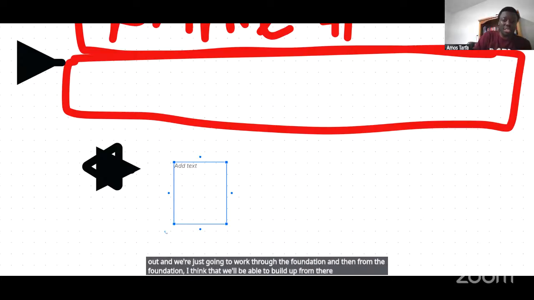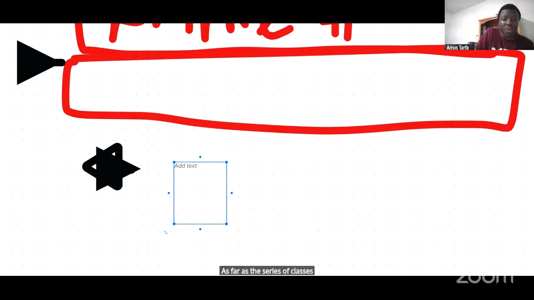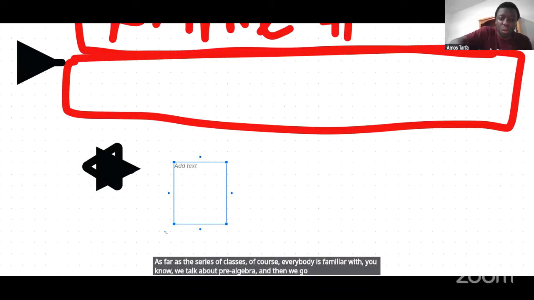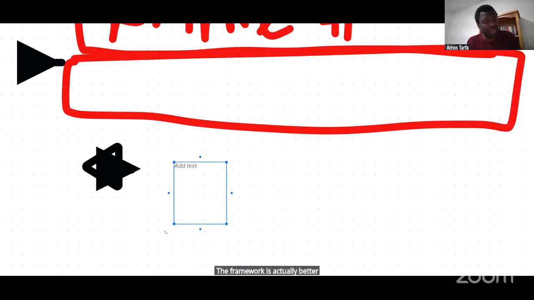As far as the series of classes, of course, everybody is familiar with, we talk about pre-algebra, and then we go into algebra 1, and then algebra 2. In America, we call it this way. But I will be honest with you, Nigeria's framework is actually better than America's framework.